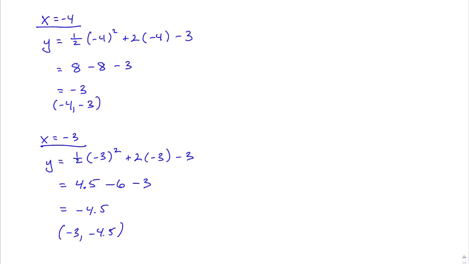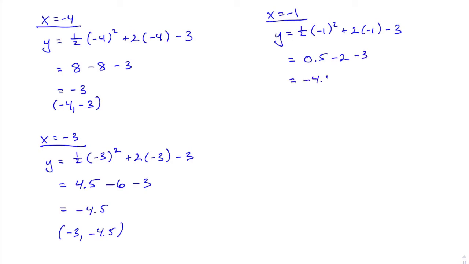We've already done the x value of 2 when we calculated the vertex, so we'll now move to an x value of -1. To find the y value, we substitute -1 in for every x, so we get y equals 1/2 times the quantity -1 squared plus 2 times -1 minus 3. -1 in parentheses squared is 1, times a half is 0.5. 2 times -1 is -2, and again we have minus 3. 0.5 minus 2 minus 3 is -4.5. And as an ordered pair, this would be -1, -4.5.